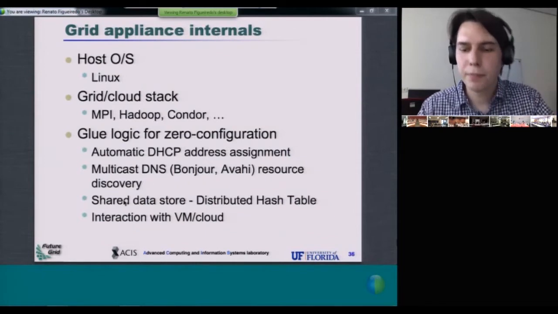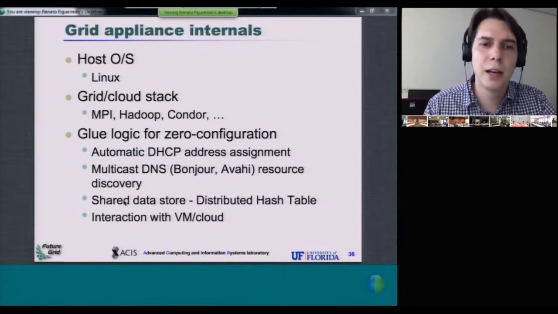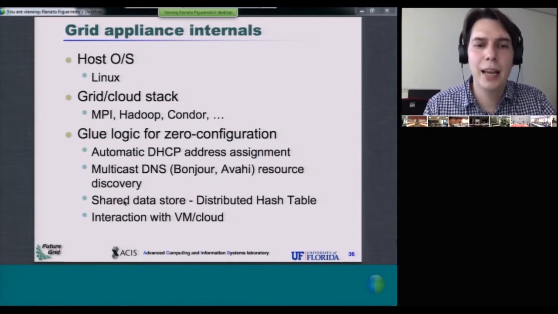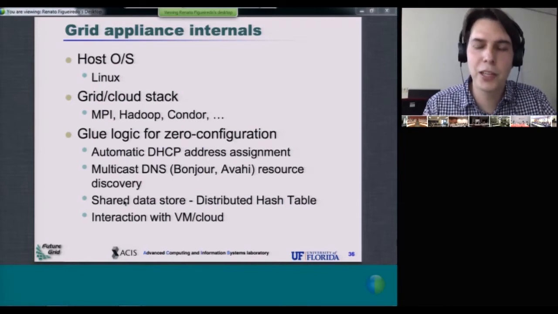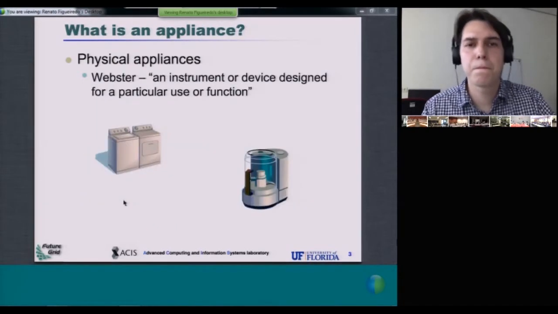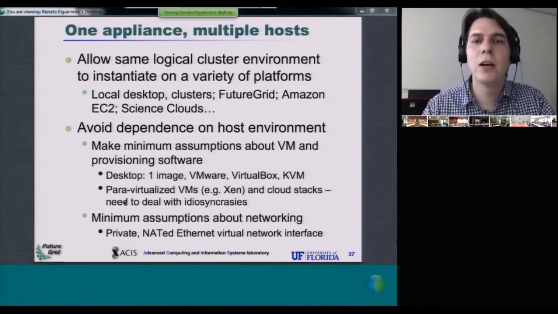So what's inside this specific appliance that's available through FutureGrid is the host operating system, a grid or cloud stack, and the glue logic software that is needed for configuring this thing. So setting up a DHCP address, discovering resources using multicast DNS, interaction with the distributed hash table to store and retrieve information, and interaction with virtual machines and cloud provisioning software like Nimbus. So with this, we can have one image that you can deploy on a number of platforms.